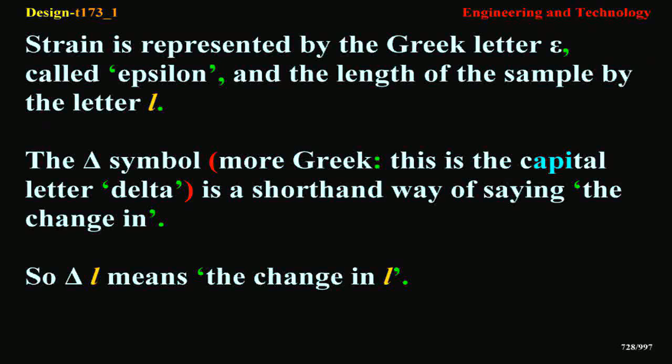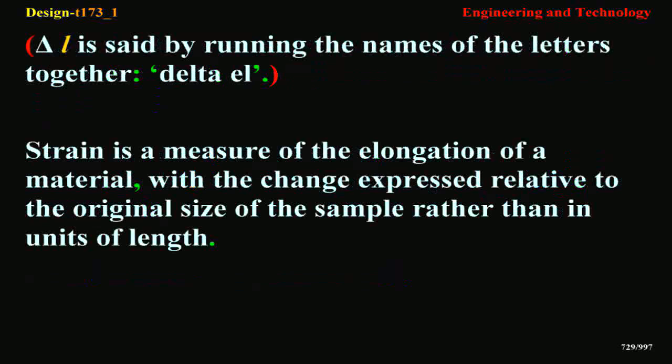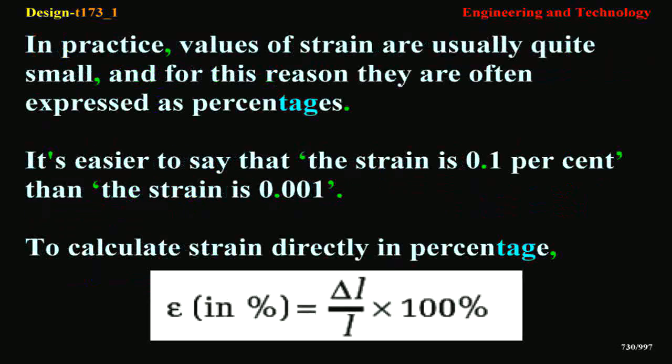So, ΔL means the change in L. ΔL is said by running the names of the letters together: delta L. Strain is a measure of the elongation of a material, with the change expressed relative to the original size of the sample rather than in units of length. In practice, values of strain are usually quite small, and for this reason they are often expressed as percentages. It's easier to say that the strain is 0.1% than that the strain is 0.001.